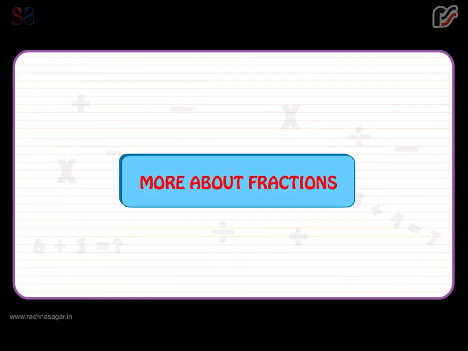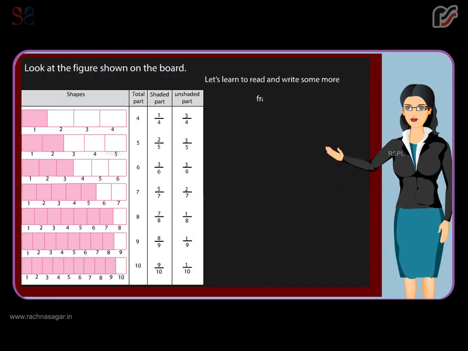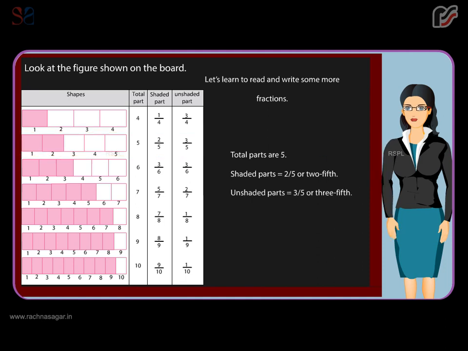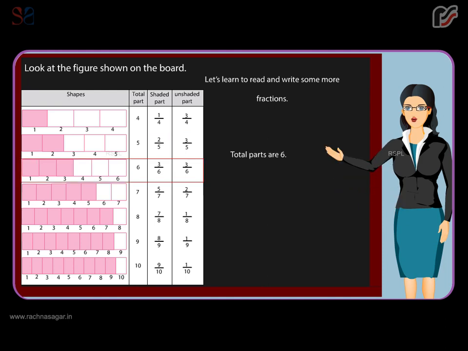More about fractions. Let's learn to read and write some more fractions. Total parts are 4. Shaded part, 1/4. Unshaded part, 3/4. Total parts are 5. Shaded parts is equal to 2/5. Unshaded parts is equal to 3/5. Total parts are 6. Shaded part is equal to 3/6. Unshaded part is equal to 3/6.